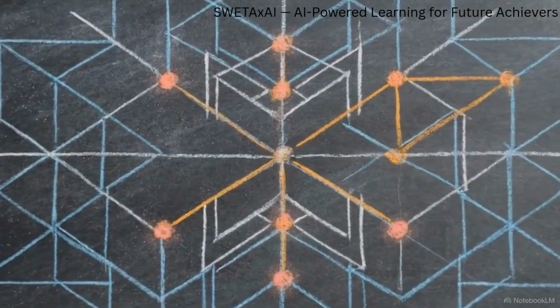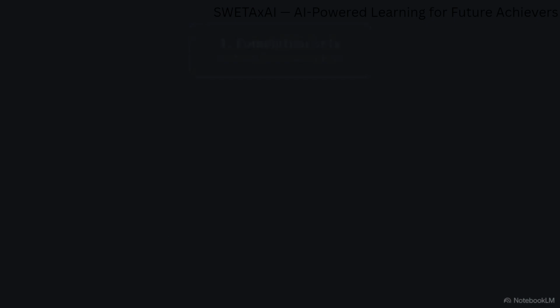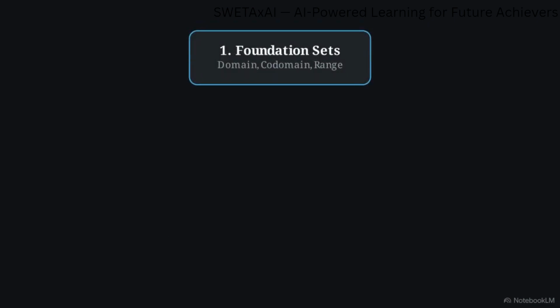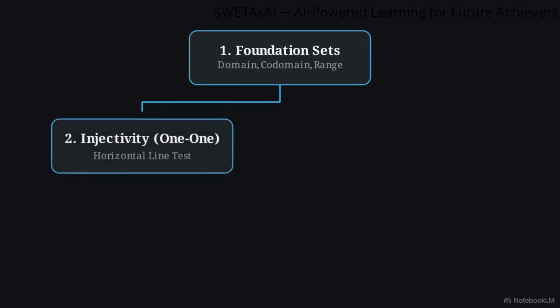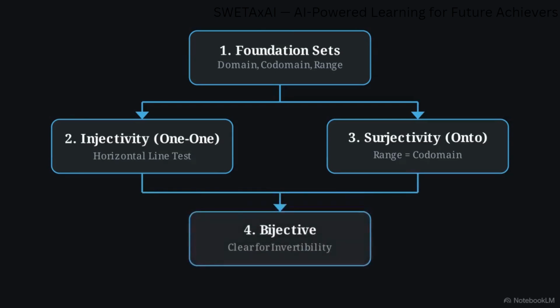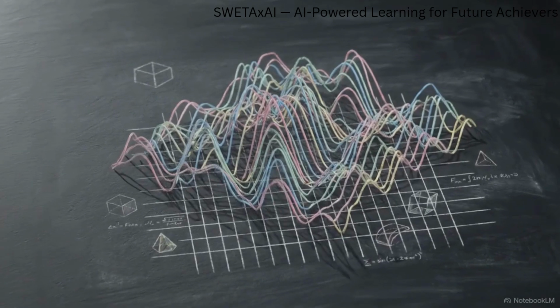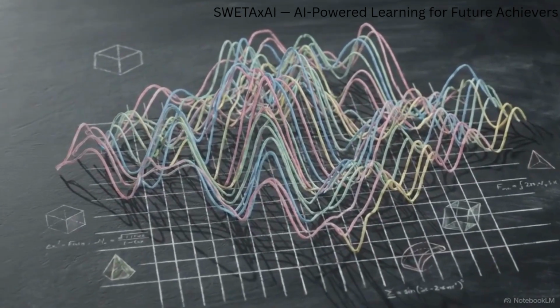Answering high-yield function questions requires a strict diagnostic checklist. You must ignore pure intuition and strictly follow the framework. Step 1. Explicitly identify the domain, codomain, and range. Step 2 and 3. Test for injectivity using the horizontal line test, and check surjectivity by verifying range equals codomain. Step 4. If both pass, declare the function bijective and clear for invertibility. When composing functions, evaluate the inner function first to avoid common errors associated with non-commutativity.